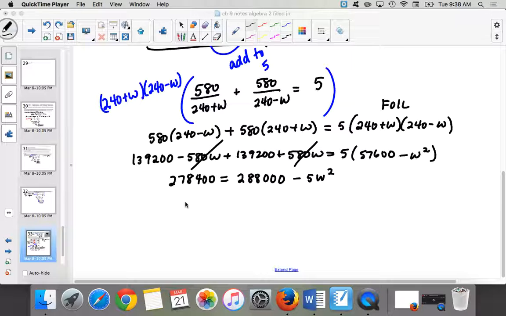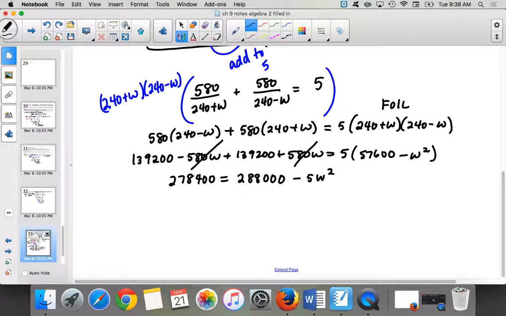So now we're going to subtract the 288,000 over. So we get 278,400 minus 288,000, and I get negative 9,600 equals negative 5w squared. Yep, you could, if you don't want negatives, you could do that. Now if I divide by negative 5, I get w squared equals 1,920.